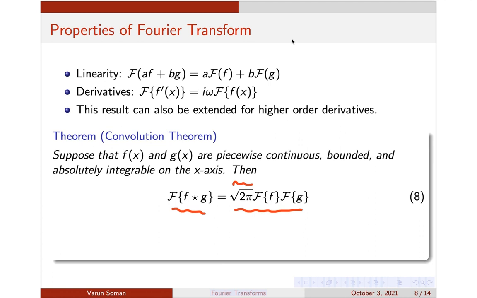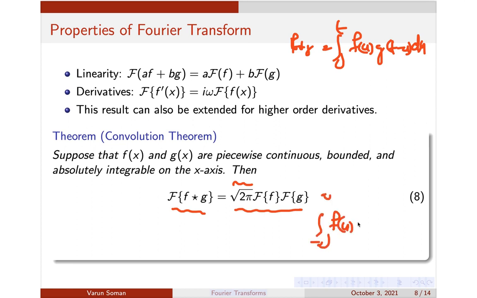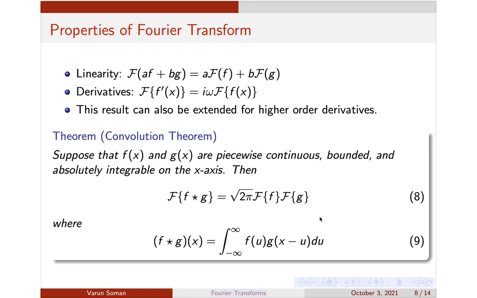In the Laplace transform case, f star g was defined as the integral from 0 to t of f of u into g of t minus u du. In the Fourier transform case, the slight difference is that it is defined as the integral from minus infinity to infinity of f of u into g of t minus u du. The limits are slightly different because the Fourier transform is defined for the entire real line. That is the only difference in the definition here.